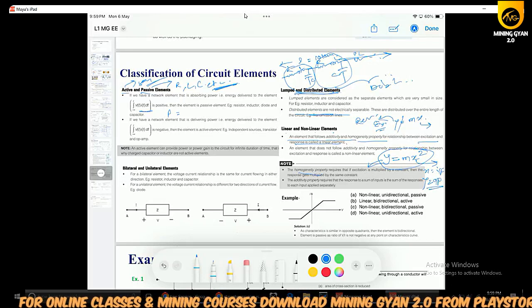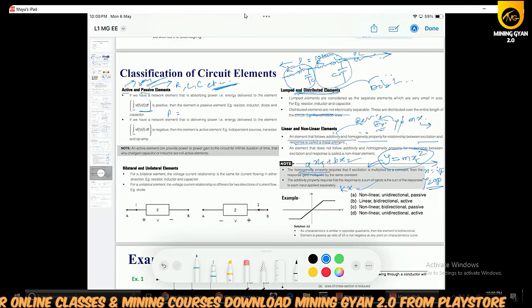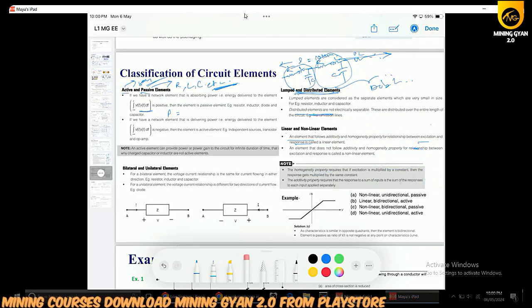What is homogeneity property and what is additivity property? Additivity means ax1 plus bx2, but in case of homogeneity you can write k times x, like this. If a linear element follows these two properties, then only you can call it a linear element. Otherwise you cannot call it a linear element. This is the example.